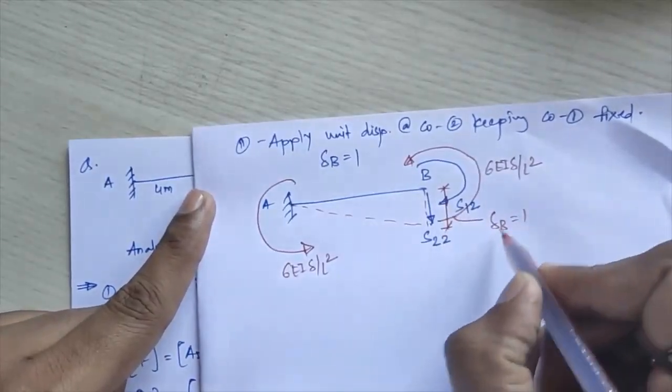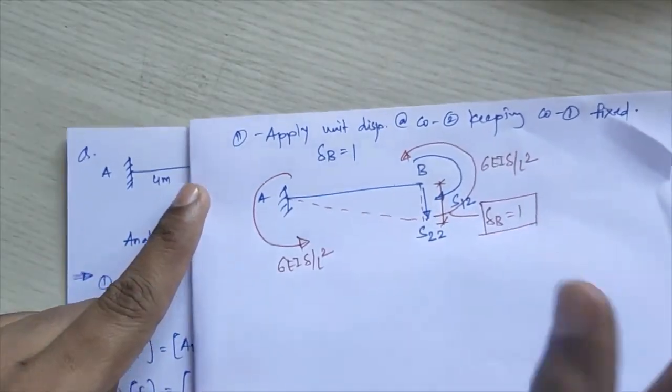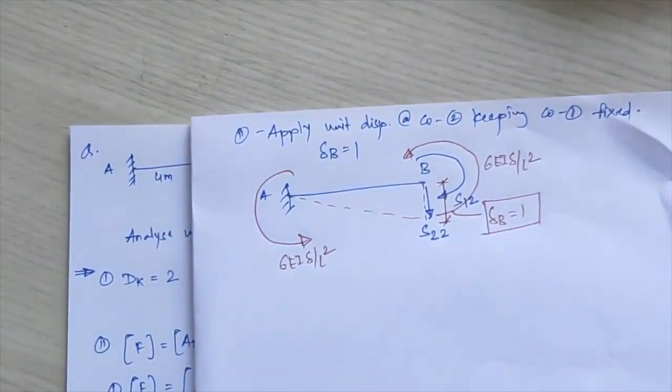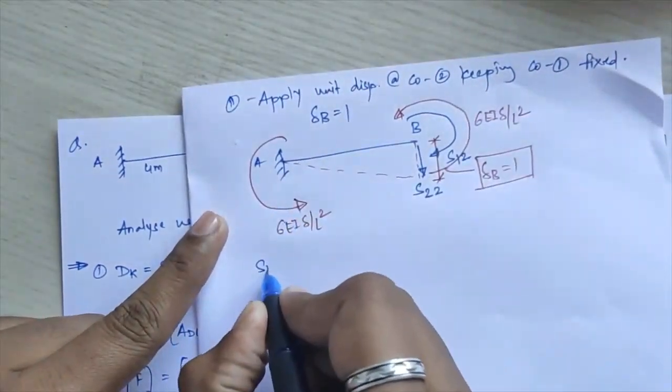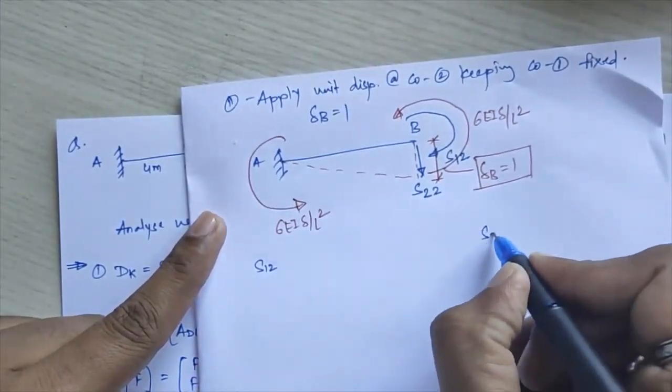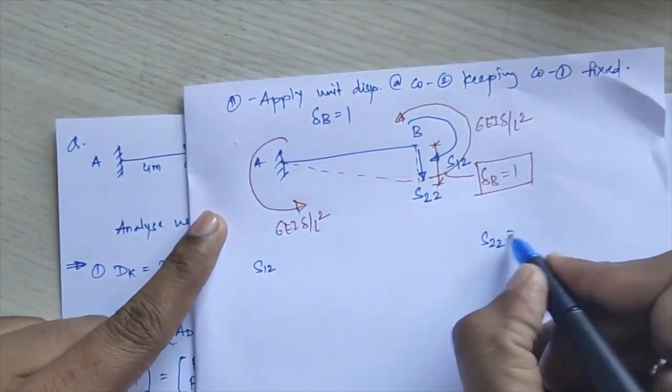These are due to this delta. Due to theta you have to take near end and far end concepts, and due to delta you have to take translation rotation 6 EI delta upon L square. Okay, now due to this I have to calculate the value of S of 1 2 and S of 2 2 over here.